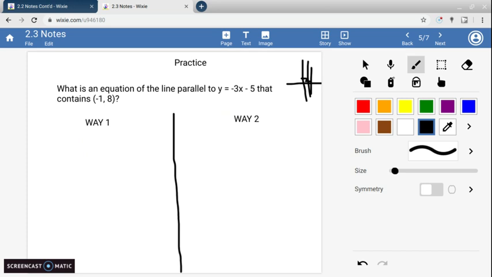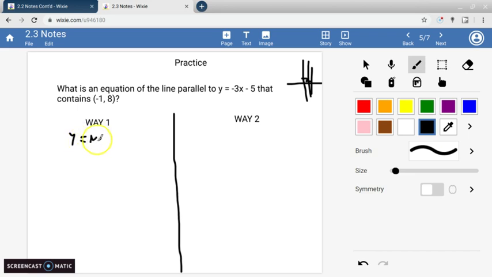of the line that is parallel to y equals negative 3x minus 5, that contains the point negative 1, 8. Okay, so what are we doing here? Well, the first way that we can do it is we first have to know our equation, that is y equals mx plus b. And first we'll try to find out everything we know.